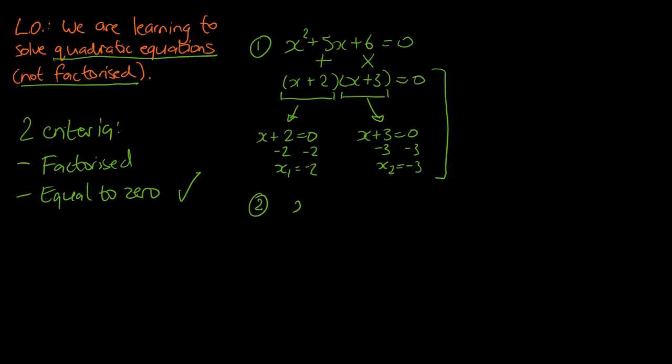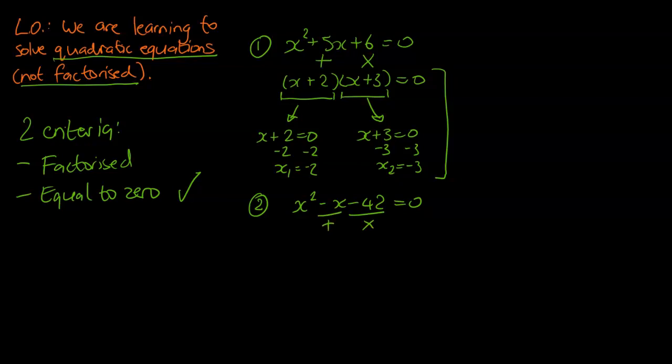So let's have a look at a bit of a meaner one. Let's introduce some negative signs. Let's say we've got x squared minus x minus 42, and let's say that comes to 0. Similar idea. It is equal to 0, but it's not factorized. So we need to go ahead and factorize. So we need to think what numbers multiply to negative 42 and add to negative 1.